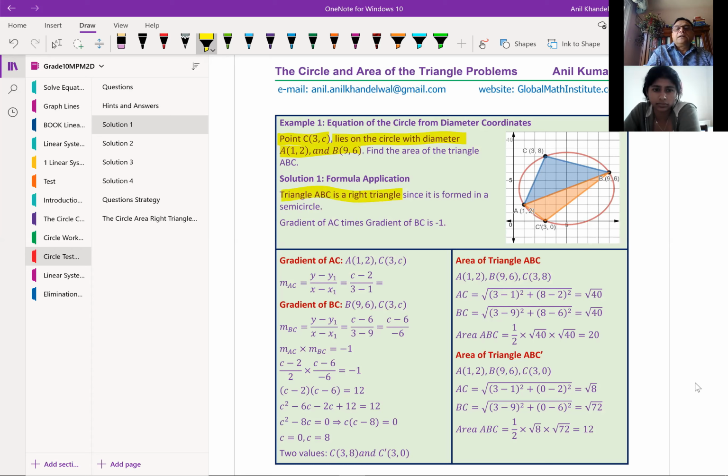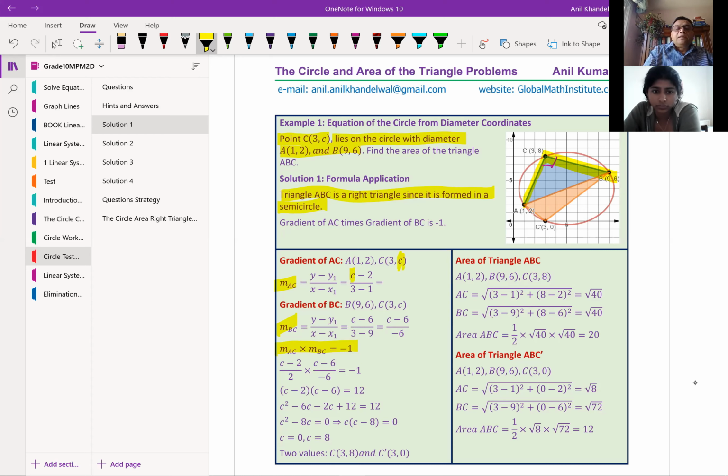So we realize that the triangle ABC is a right triangle since it is in a semicircle. We have assumed that there is some point C which is lying there, and we know that the angle being formed at C is a right angle. And therefore, we are going to use this concept that the slope of AC and the slope from C to B are negative reciprocals. That means their product will be -1. We know the two points, the only thing missing is the y value of C. So let this be the variable.